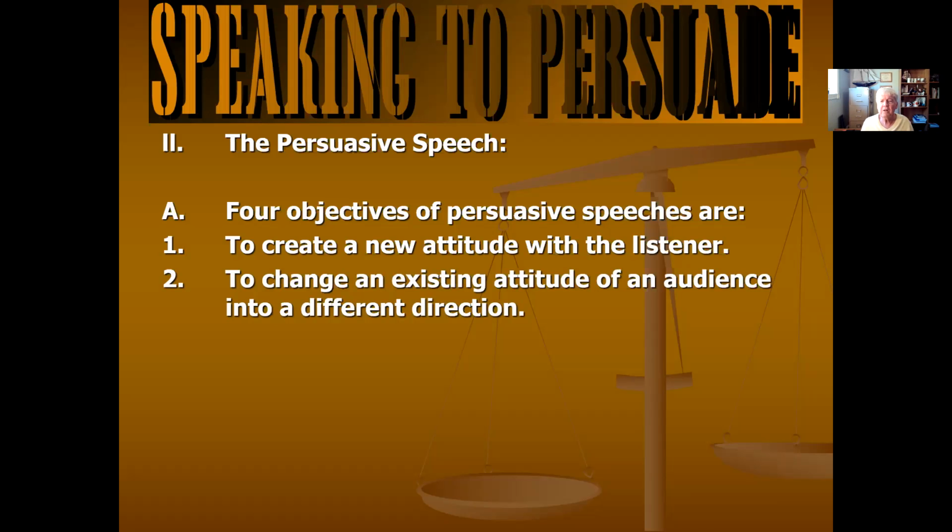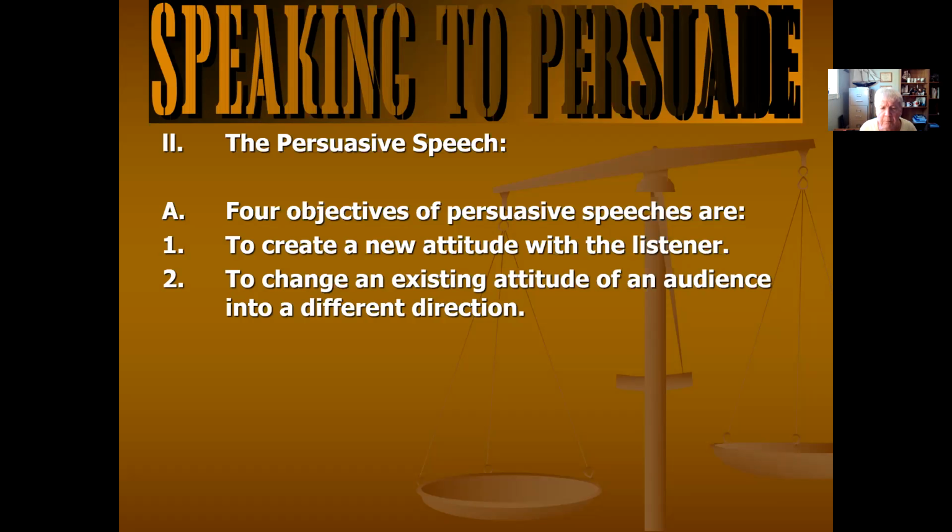And so you create a new attitude, maybe on the election, from saying, I know about voting, I'm really not interested in voting, to you know what? No, I need to be serious about voting and vote. Well, that's changing an attitude of an audience into a different direction.